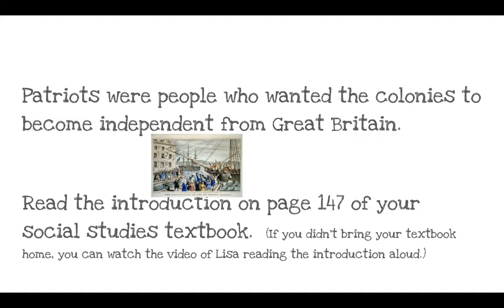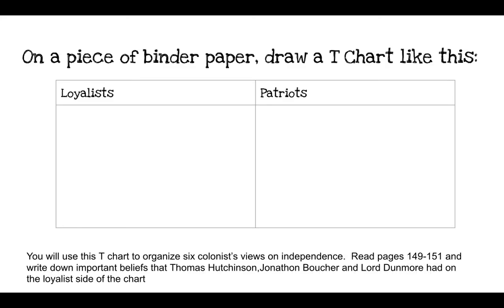You're going to go ahead and read the introduction on page 147 of your social studies textbook. And then on the binder paper, you're going to draw the T-chart for loyalists and patriots. And you're only going to read today pages 149 to 151. And you're going to write down the important beliefs that Thomas Hutchinson, Jonathan Boucher, and Lord Dunmore had on the loyalist side of the chart.